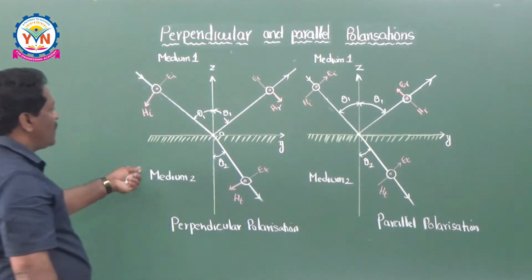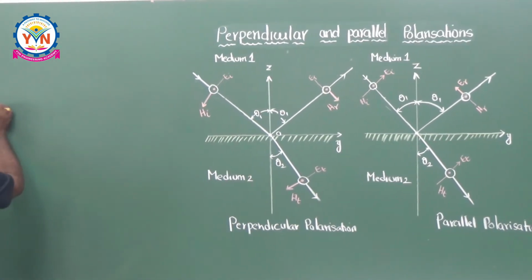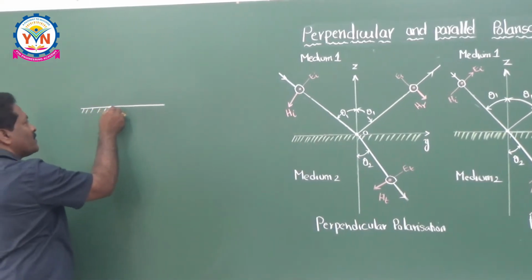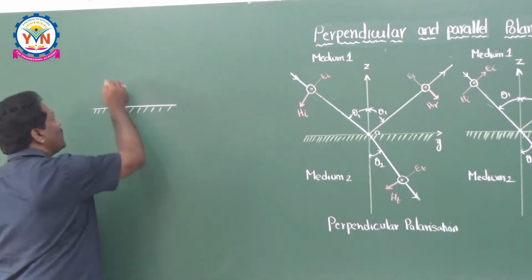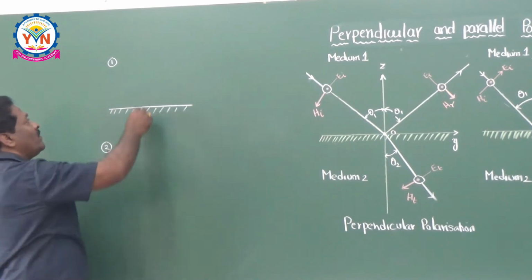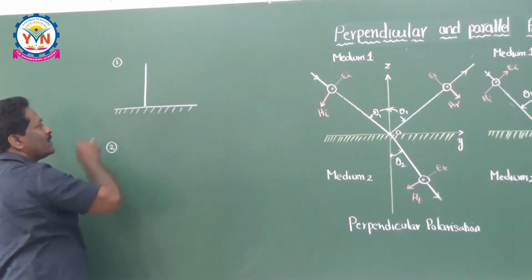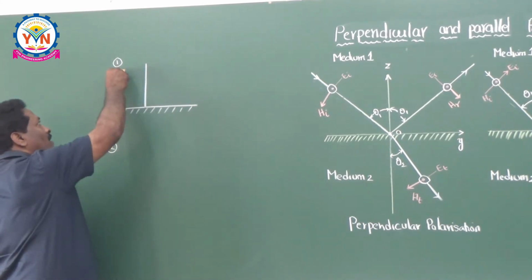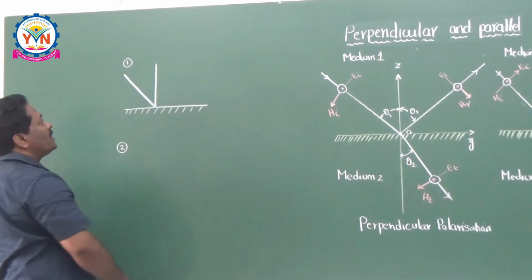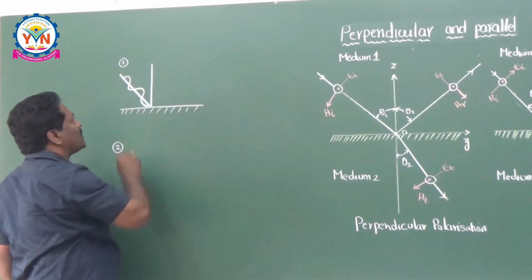So before going for that, whenever you are taking a boundary surface like this, it is an interface between two mediums, which is separating two mediums. Let this be medium 1 and this is medium 2. Whenever the wave is coming at an angle of 90 degrees to this, it is called normal incidence. But practically people always use oblique incidence for communication purposes.